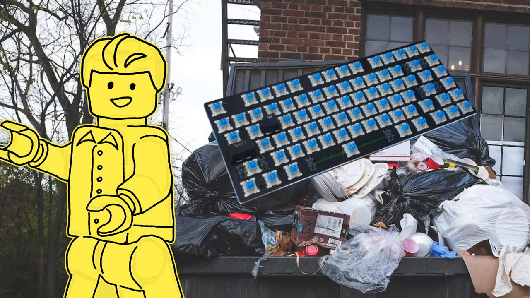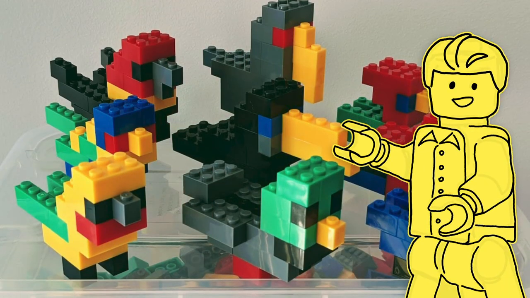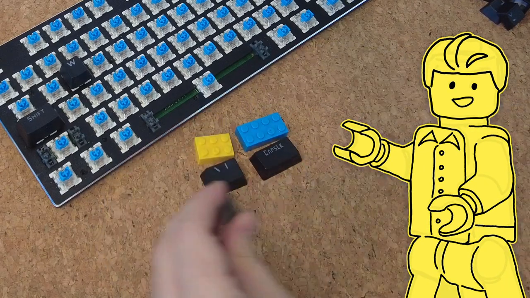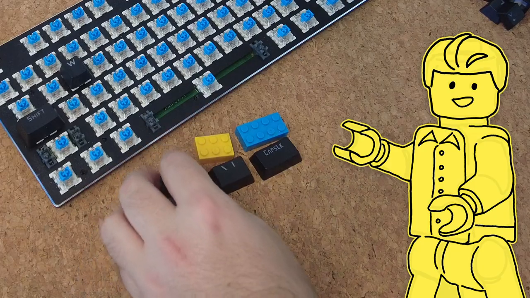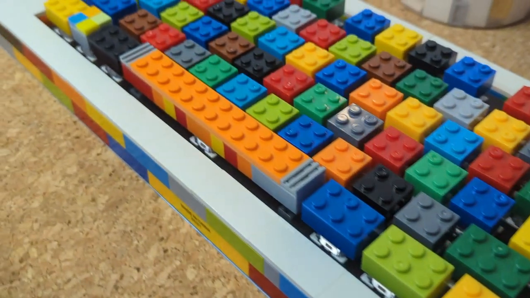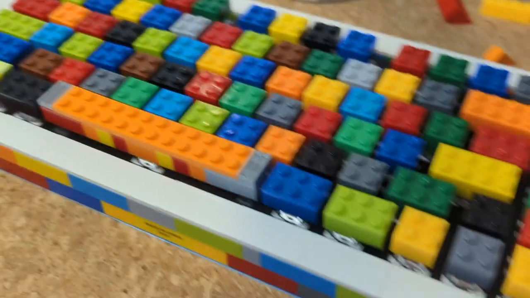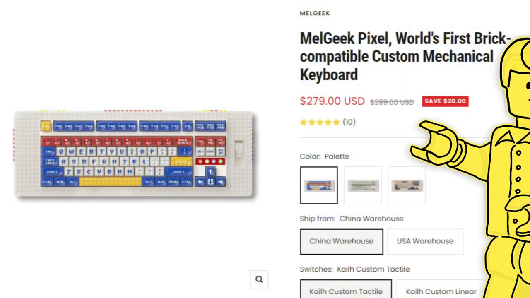And later that day when I was building some Lego birds for whatever reason, I noticed that Lego bricks are almost the exact same size as keycaps. So, you know what I did? I made a mechanical keyboard out of Lego, and then didn't post the video for an entire year. And that's because MelGeek beat me to it.